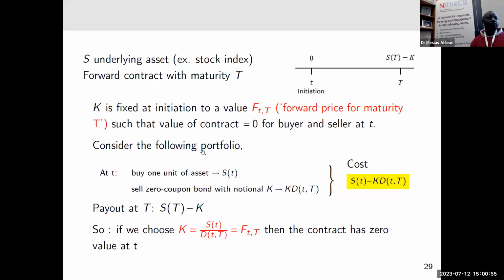So consider the following. K is your strike price. Suppose now, at current time, you buy 1 unit of asset, which is S_0, and then sell a zero coupon bond with a notional amount of K. If you sell a zero coupon bond with a notional amount K, what is the present value? The present value is K times the discount factor. So you have S_0 minus the present value of what you are selling. That's the value at time 0. Then you equate this to 0, and you make K the subject of the formula in order to compute K.